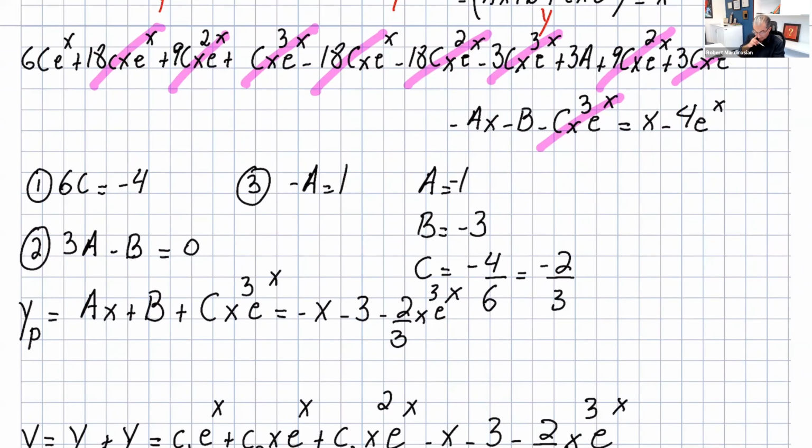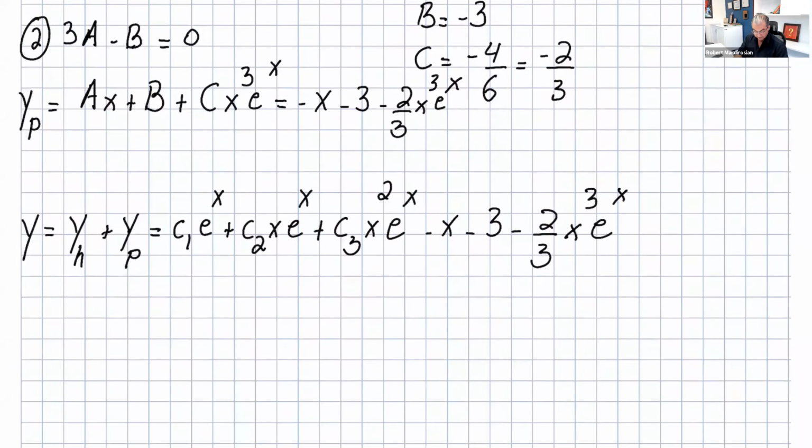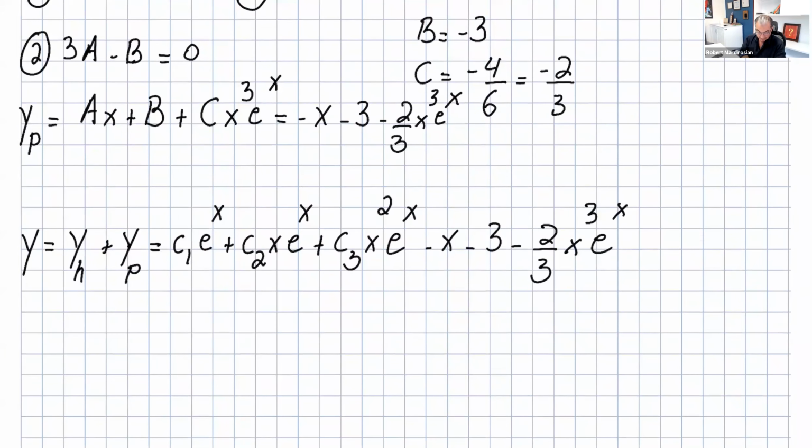And if you solve that and you substitute, you get a is -1, b is -3, and c is -4/6, or -2/3. And guess what? We have a particular solution, and we found a, b, and c, and you substitute by its values, then you get that. We're not done yet, because one step is left.